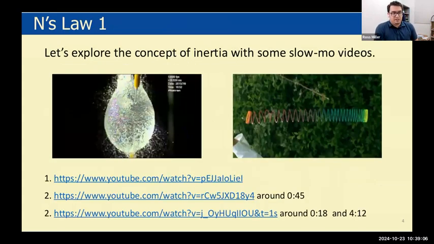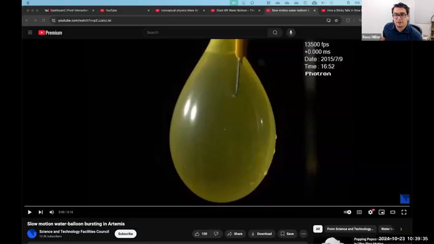Okay, so let's explore this concept of inertia. So we like to say mass is a quantification of something's inertia. Mass is also a description of how much stuff you're made out of. And so I have a few videos. I'm going to go ahead and open them on a separate slide. So let me go ahead and share a different screen. Go ahead and share sound.